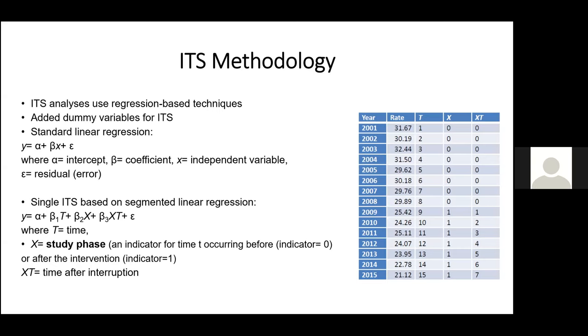Now, single interrupted time series is really based on segmented linear regression. As I said, it is just segmented. We can look at the outcome of interest as a function of an intercept, and then a variable for time, actual time: month 1, 2, 3, 4, 5, 6, and on and on. It could be years, months, weeks, anything. And we have a coefficient for it. And then it's also a function of X, and X here represents our intervention.